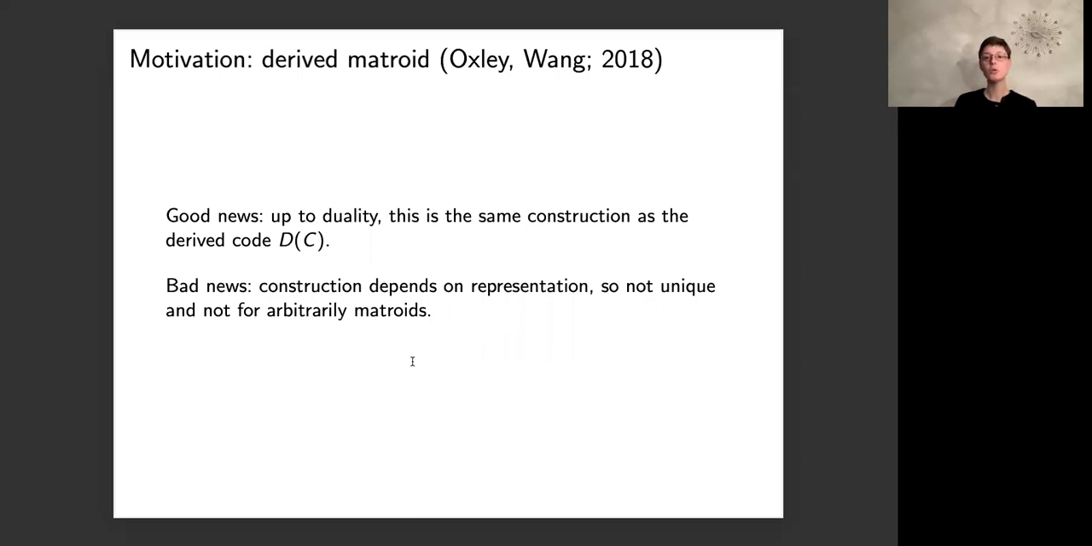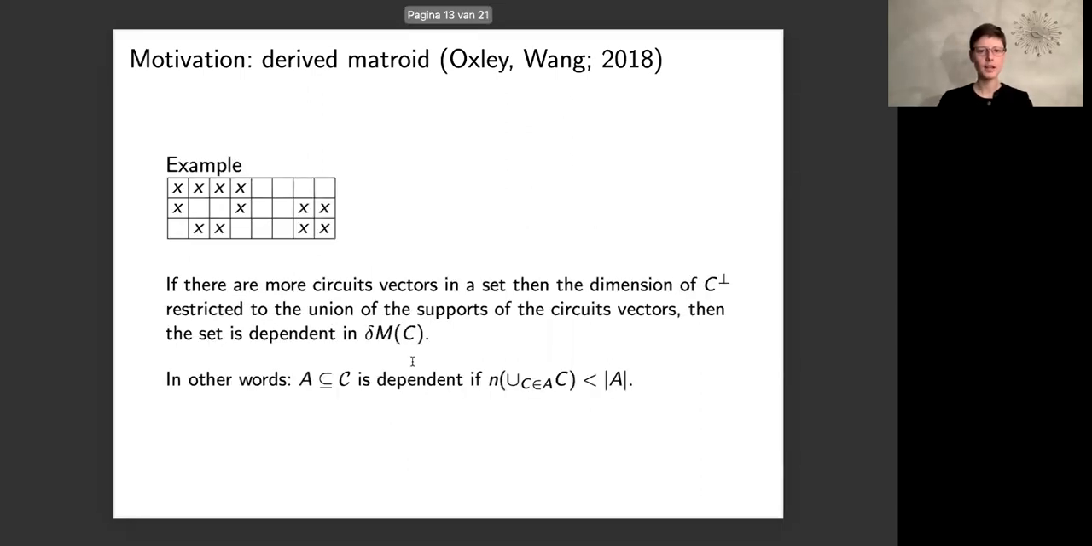The bad news is that both constructions depend on the representation. So first of all, it's not unique. And also, if you have an arbitrary matroid, it doesn't exist, right? And so our goal was to find some notion of a derived matroid that works for any matroid. And in order to do that, we're going to study a bit more the construction of Oxley and Wang, because if you look a bit closely, then the following is happening.